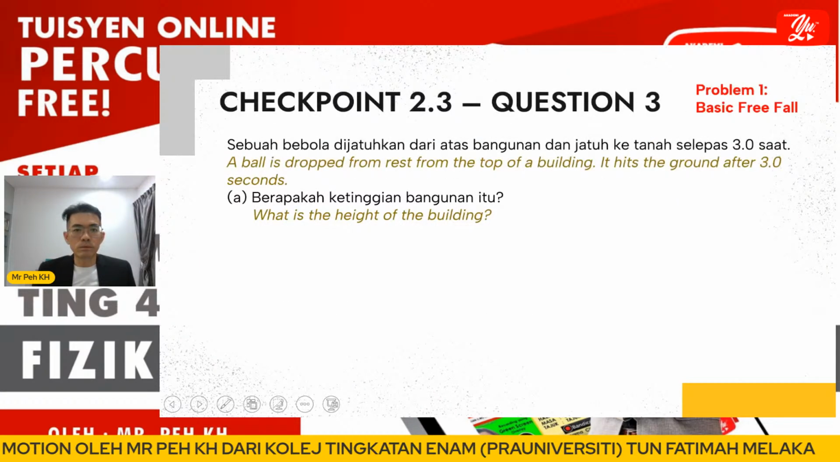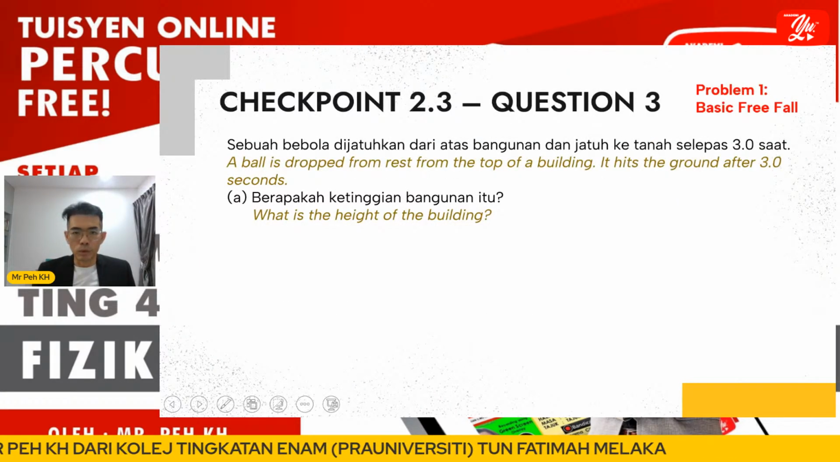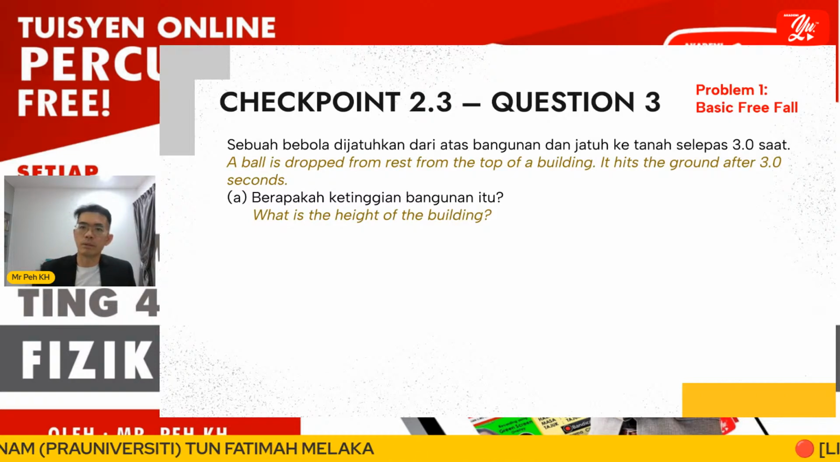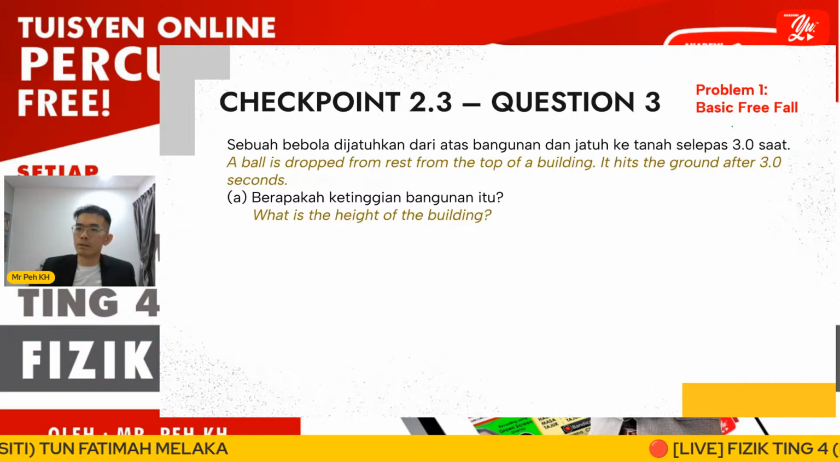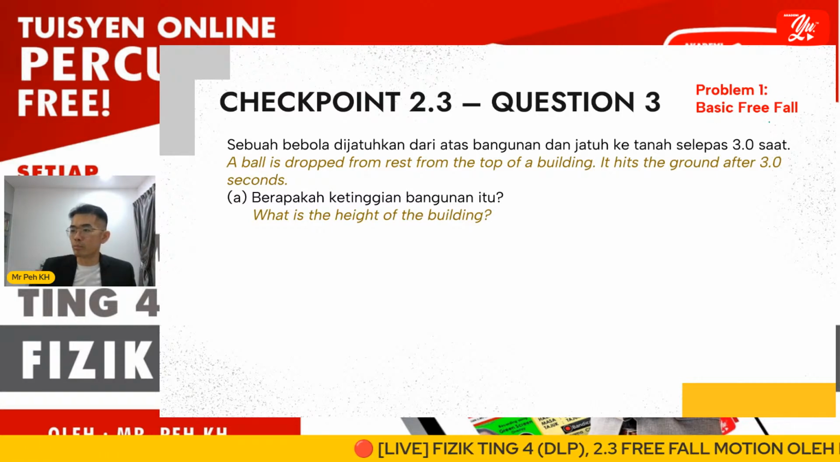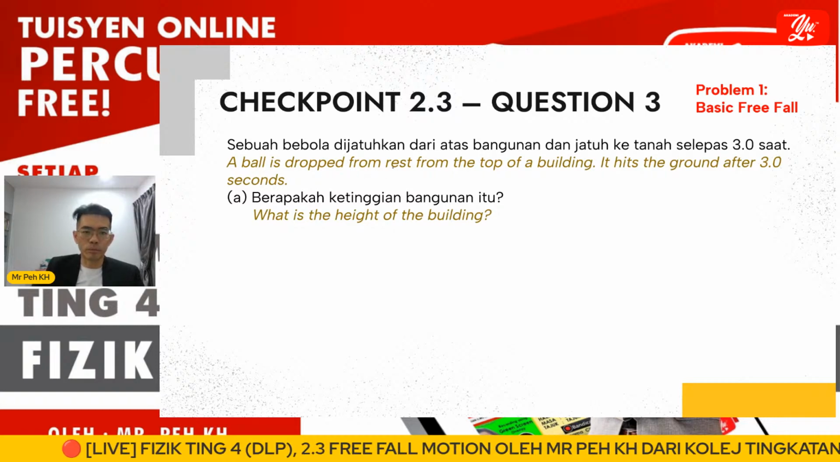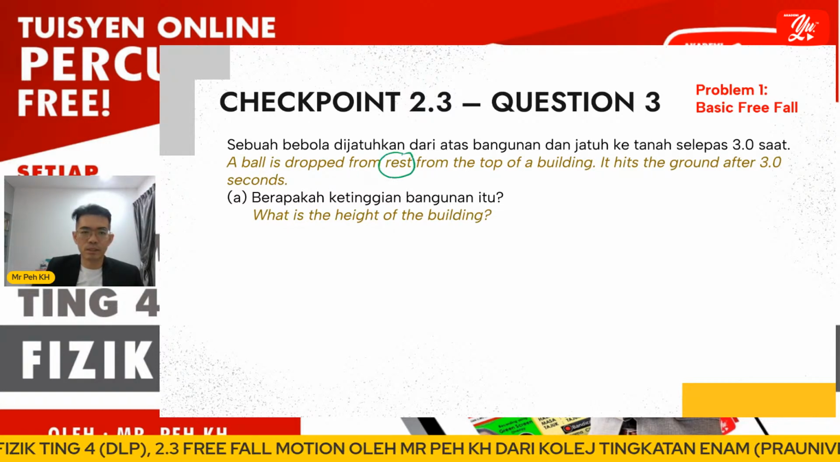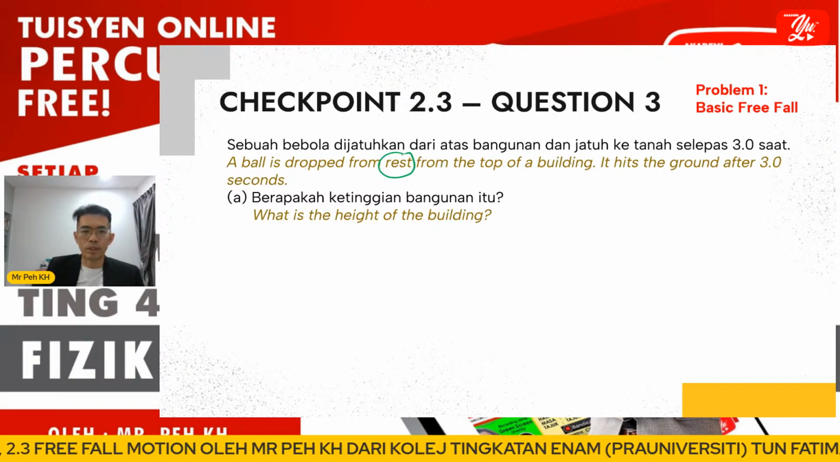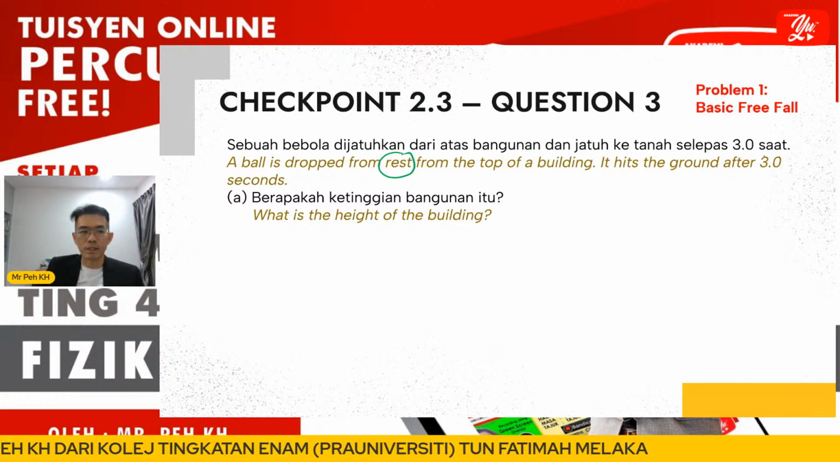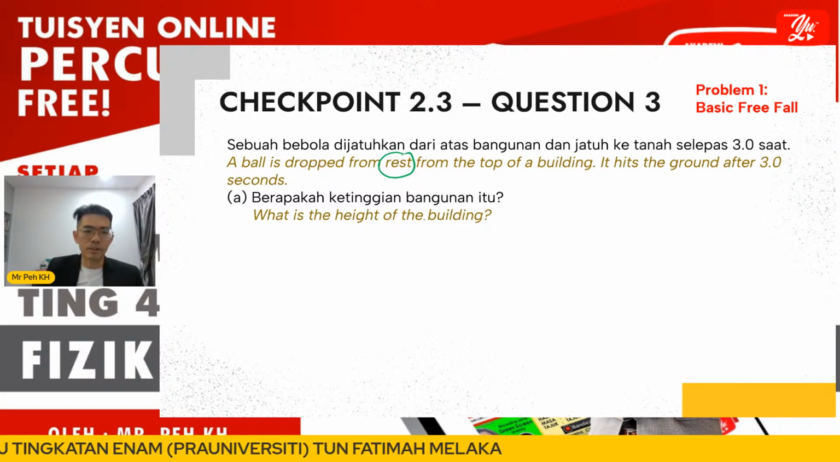Okay, so now we go for the checkpoint question. Question number 3 here is a problem solving question for free fall, which means the object is moving downward. A ball is dropped from rest from the top of a building. It hits the ground after 3 seconds. What is the height of the building?